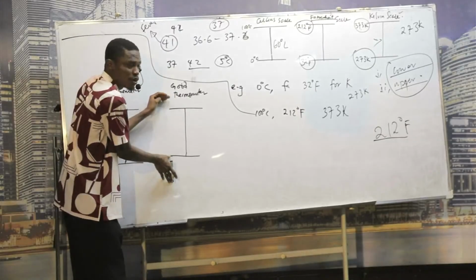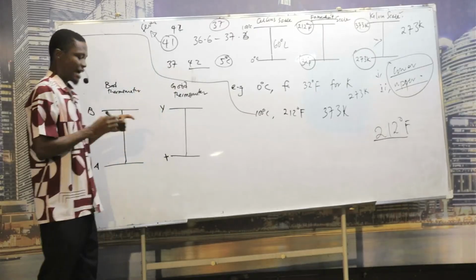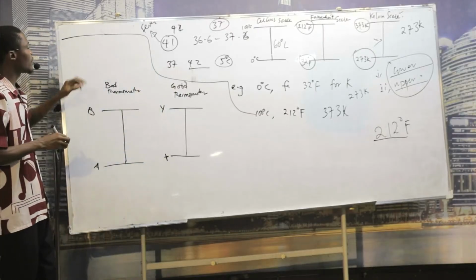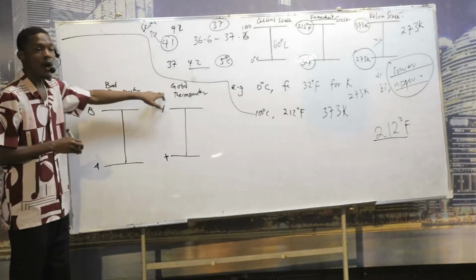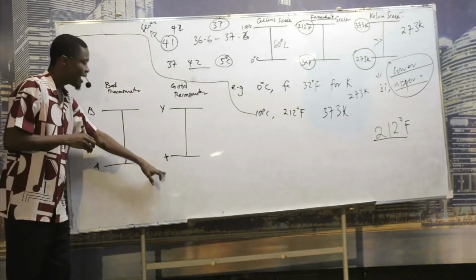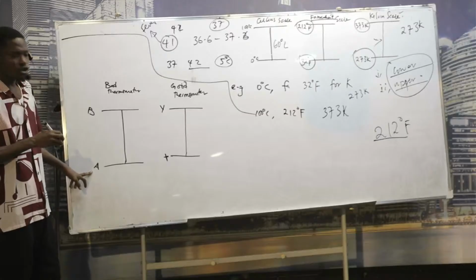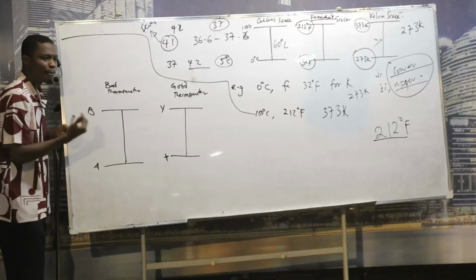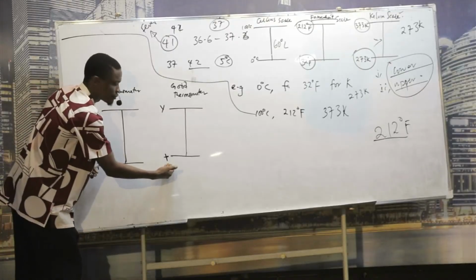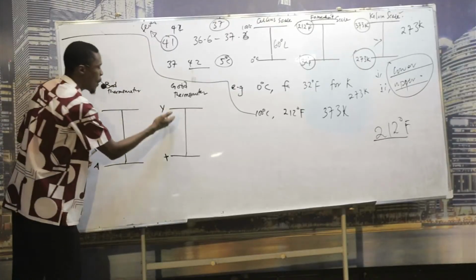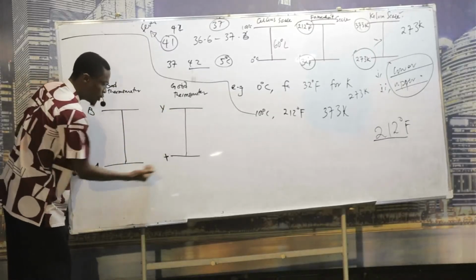Now, X, Y. So class, if I ask you, what is the upper fixed point of the good thermometer? Y. What is the lower fixed point of the good thermometer? X. What is the lower fixed point here? A. Is that making any sense? Good. So if you are doing a comparison, A is equivalent to X. B is equivalent to what now? Y, because Y and B are upper. Are we here?